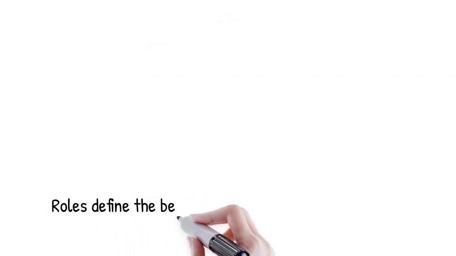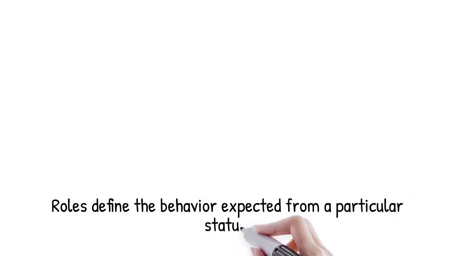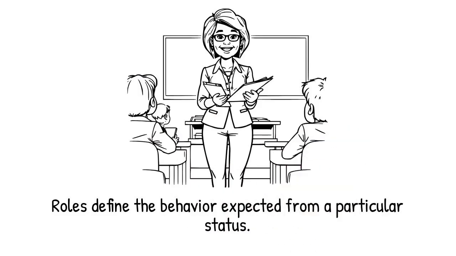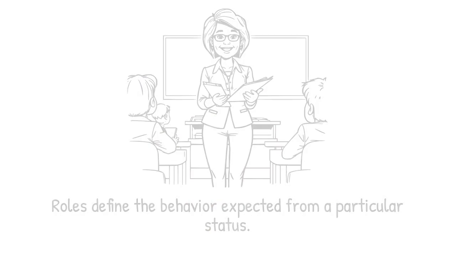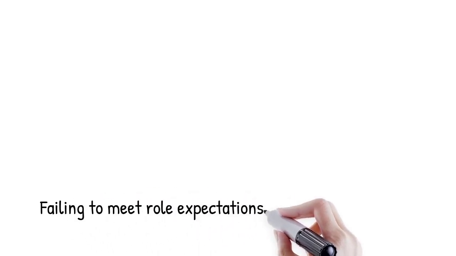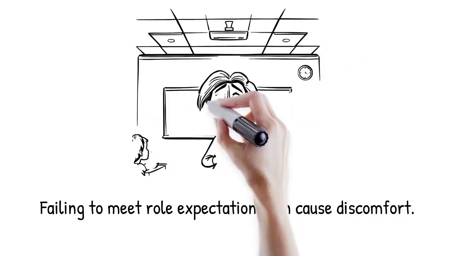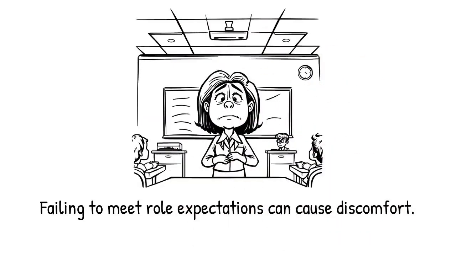Then we have roles. A role is the behavior expected from someone who holds a particular status. For instance, a teacher (status) is expected to educate, guide, and evaluate students (roles). If someone fails to meet these expectations, we often feel something's off. That's because roles are what bring statuses to life in action.